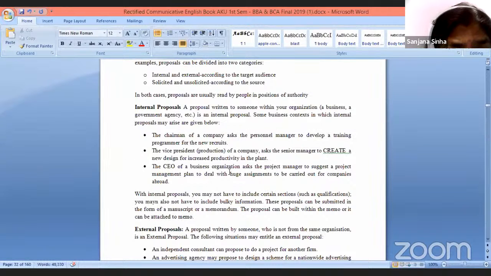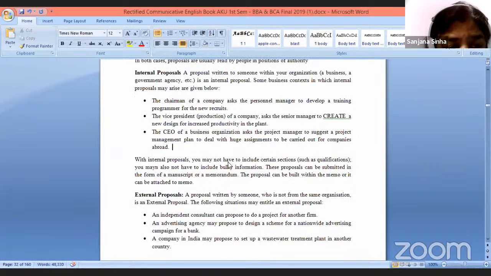Third, the CEO of a business organization asks the project manager to suggest a project management plan to deal with huge assignments to be carried out for the companies abroad. These are some of the examples of internal proposals.